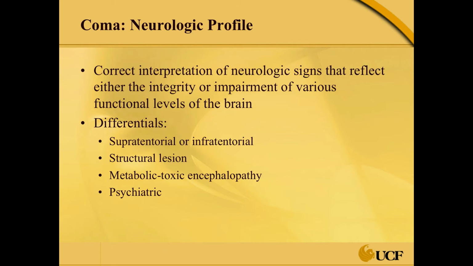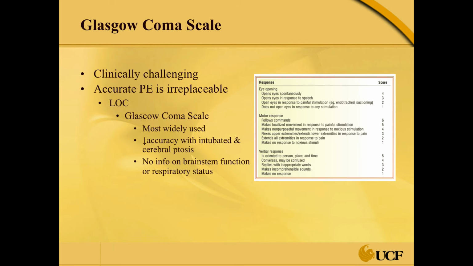The neurologic profile, correct interpretation of neurologic signs that reflect either the integrity of the impairment or their level of function in the brain is important. So our differentials are going to include things like supratentorial or infratentorial lesions, structural lesions, disturbances in metabolites with metabolic disorder or toxic disorders that cause encephalopathy, and then psychiatric disturbance as well, all being issues that can lead to this. And then the Glasgow Coma Scale, we've learned about this since Nursing 101.